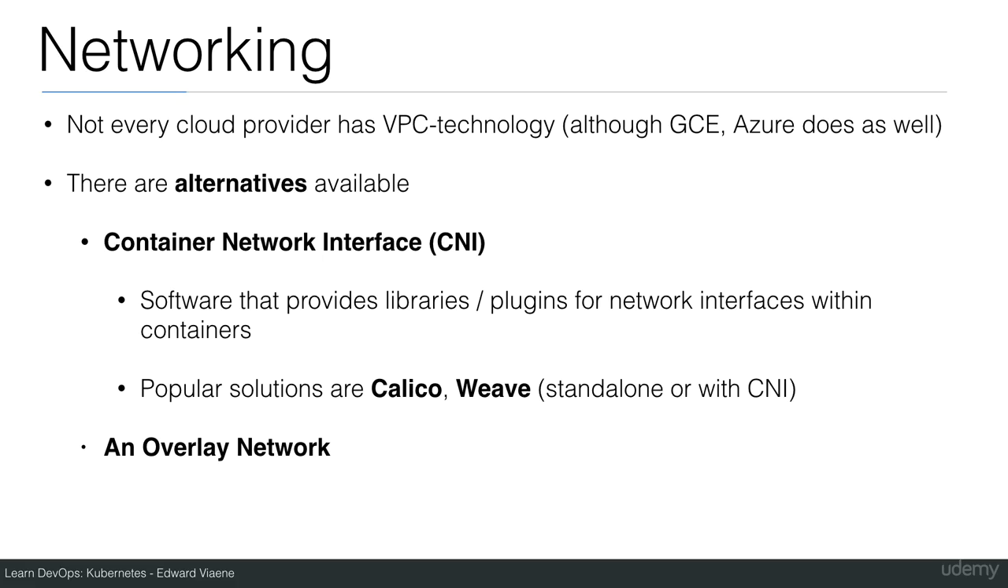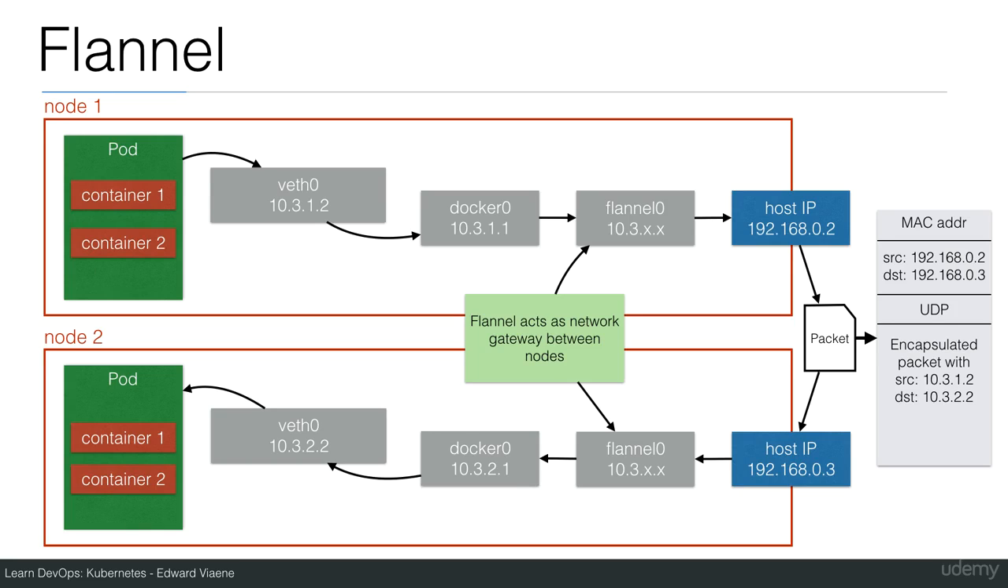Or there's another solution called an overlay network. And here Flannel is an easy and popular way. There are also other solutions that I didn't put on this slide, so if you want to have a full list, have a look on the Kubernetes networking page, or just Google for CNI or an overlay network and you will get all of them. Let me just discuss Flannel in a little bit more detail so that you have an idea what it actually does. So here is a Flannel overview, a diagram.